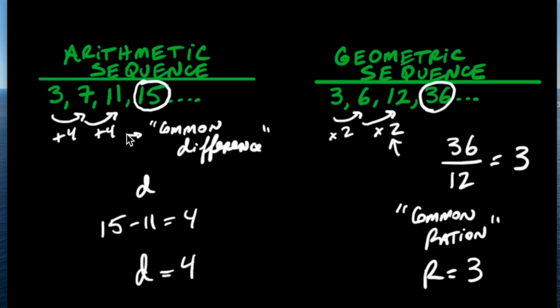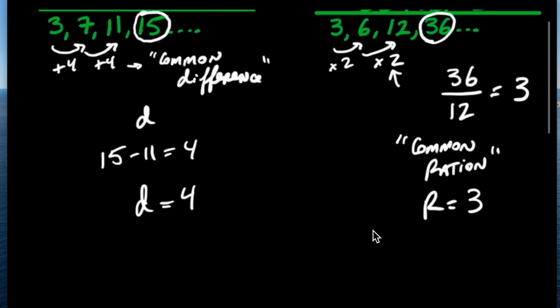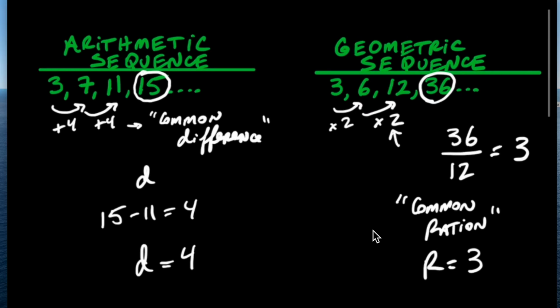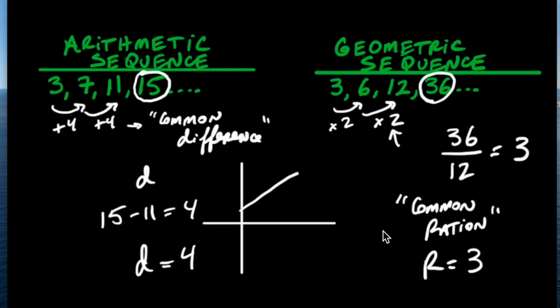I remember being introduced to this concept and thinking, okay, this is pretty simple. Our teacher then went on to graph these two sequences. I learned that in an arithmetic sequence, you would get a line with a slope that's equal to the common difference. That made sense to me because for every one step you went to the right, the values would increase by 4, and that's the very definition of a slope.